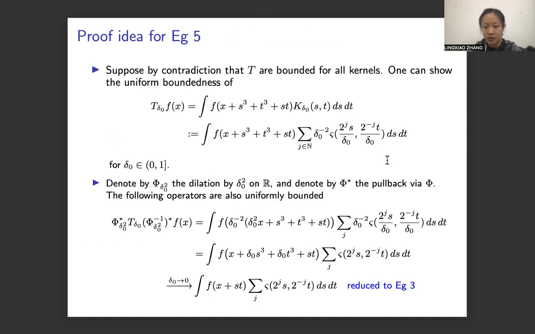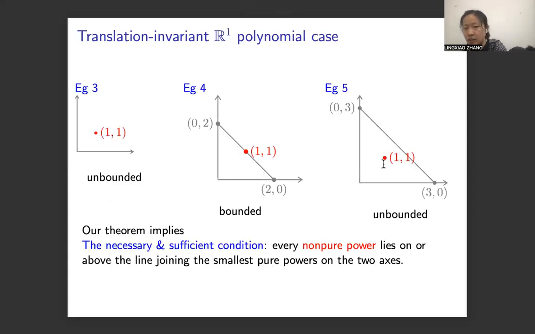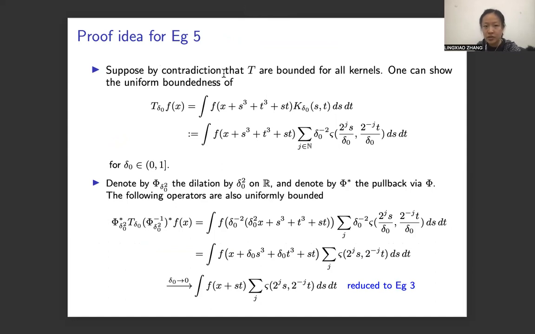Okay, so I would also like to give a short proof sketch to prove why example 5 is also unbounded. The idea is to reduce the mildly bad situation in example 5 into the extremely bad situation in example 3 to prove it's unbounded. So we start by supposing by contradiction that the operators T are bounded for all kernels, and it does not require much effort to prove the following family of operators are uniformly bounded.